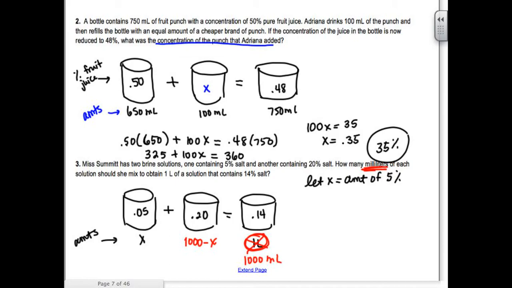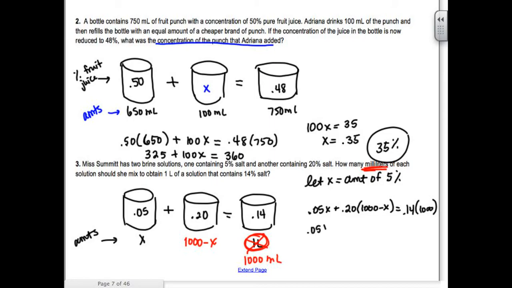Okay, now set up our equation. So we have 0.05x plus 0.20 times 1,000 minus x equals 0.14 times 1,000. If you didn't notice, switch it to milliliters. It's fine. You just have x and 1 minus x for your amounts. And in the end, you know you have liters, so then you need to convert to milliliters.